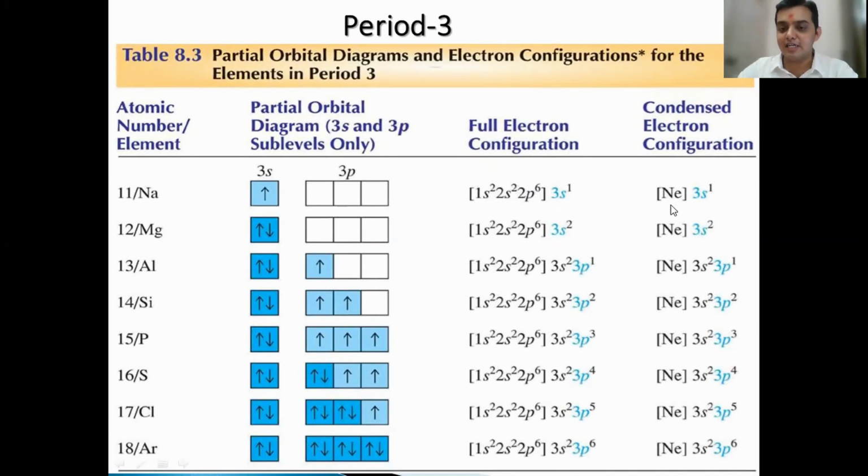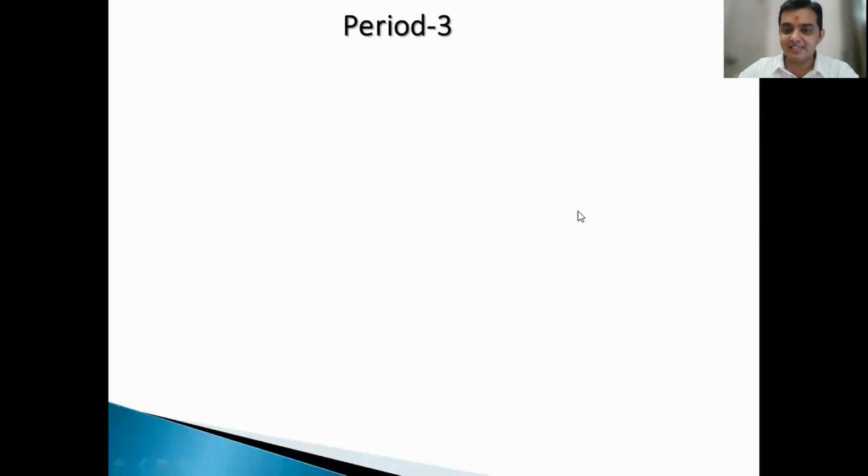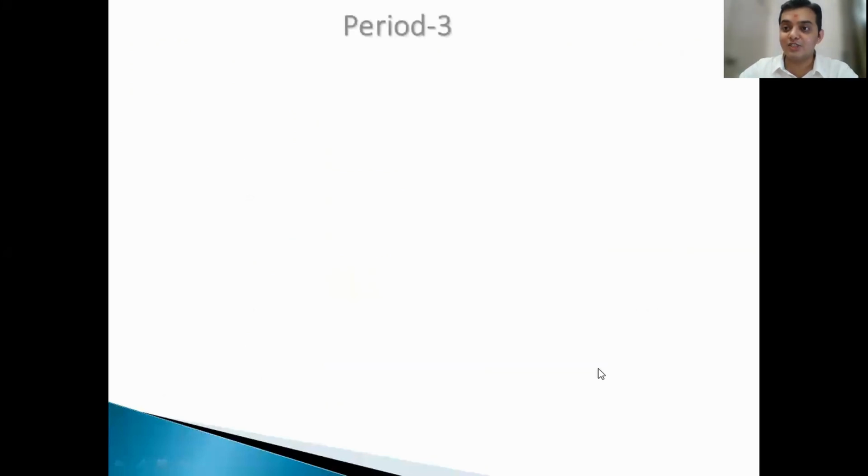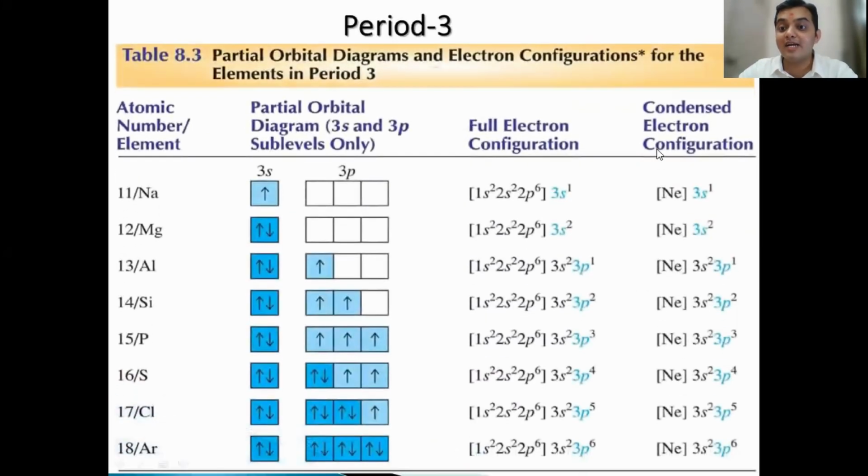So we write neon 3s1. Why neon 3s1 in the condensed configuration? Because what is 1s2, 2s2, 2p6? It is neon. Check everybody, the last one, 1s2, 2s2, 2p6 is what? Neon. So that's why you are supposed to write in condensed configuration only neon 3s1. Neon 3s2. So you have to learn this condensed one.